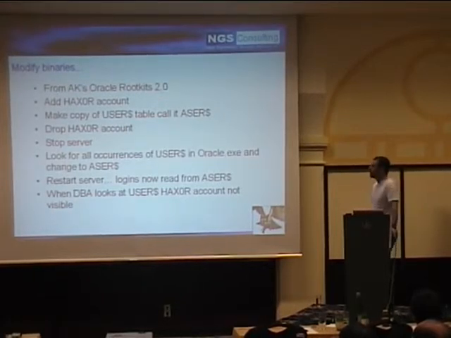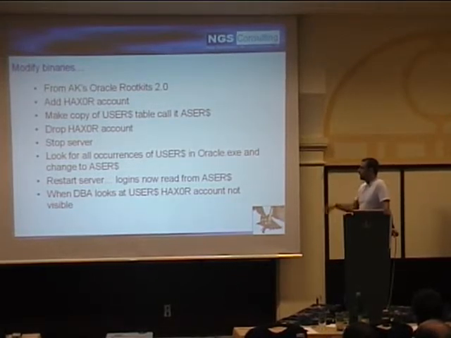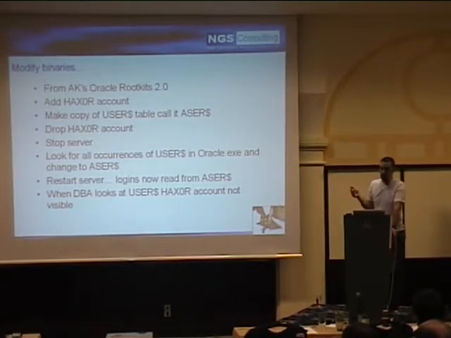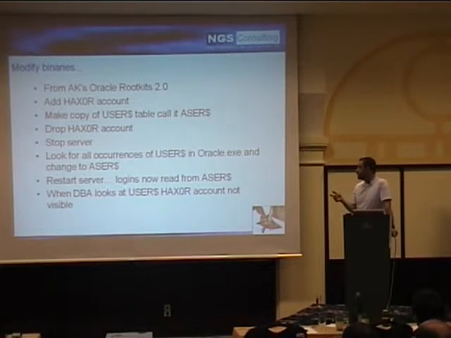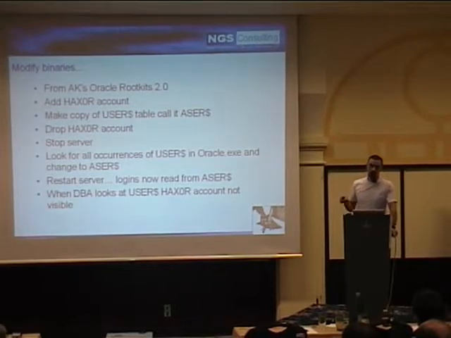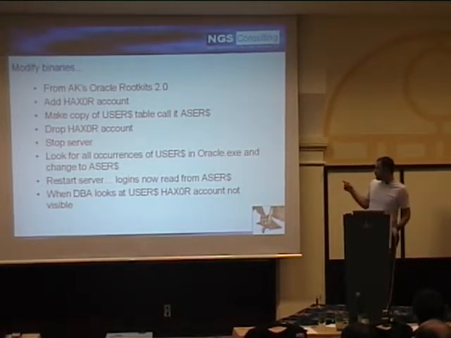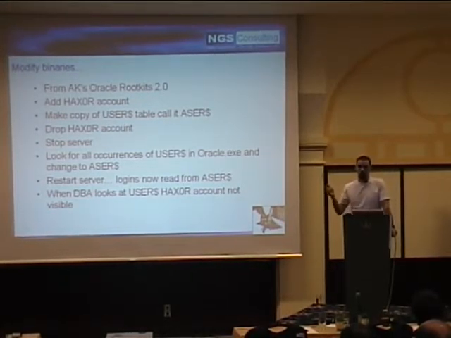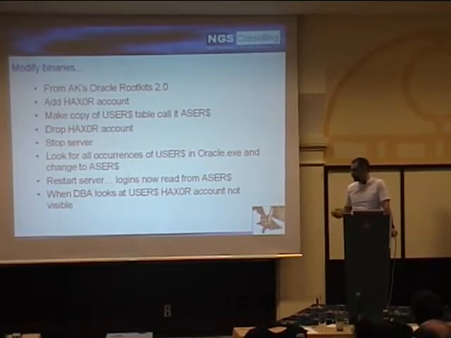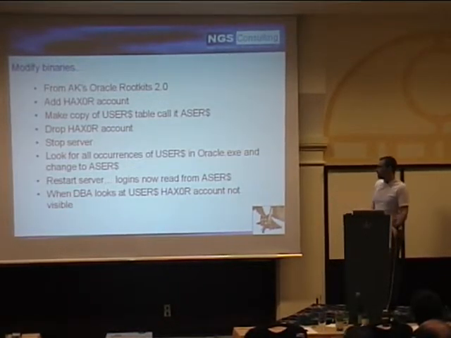Okay, modifying the binaries. From Alex's Oracle Rootkits 2.0: add the account, make a copy of the user table and call it ASER$, drop the account, stop the server, look for all occurrences of user$ and change it to ASER$, restart the server. Now all logins are consequently read from this table. And so when the DBA looks at user$, thinking I can't trust the view so I'll look at user$ instead, the account is not visible.